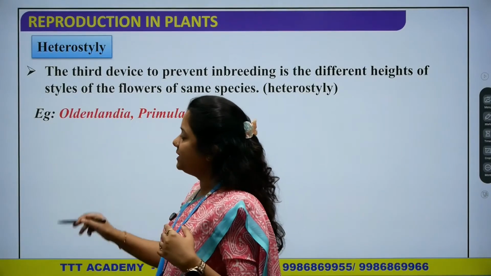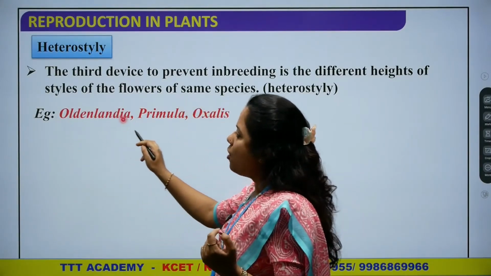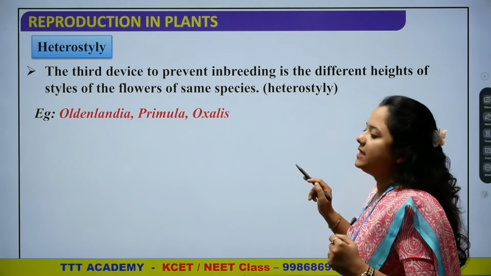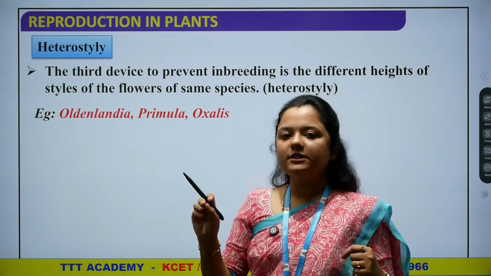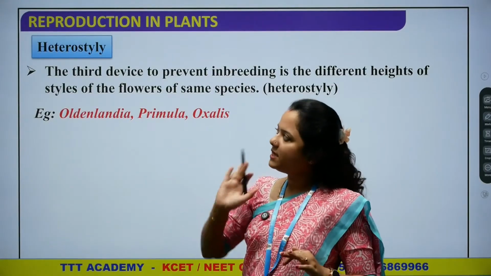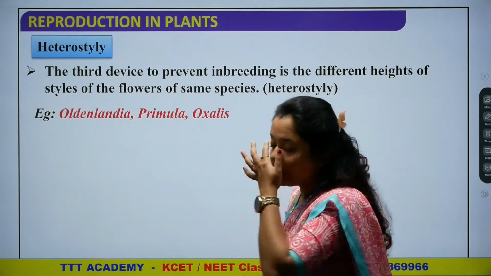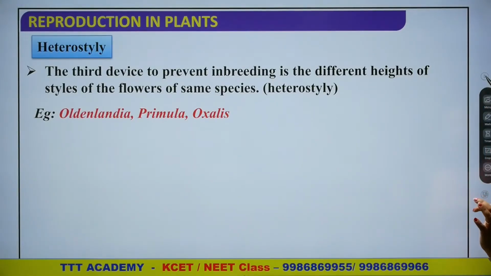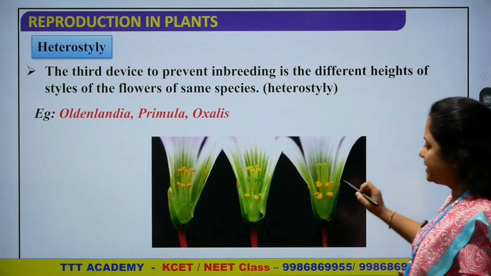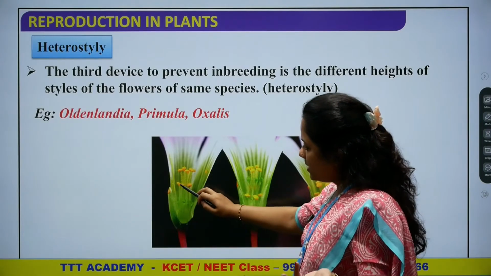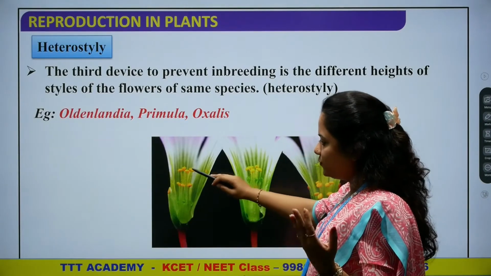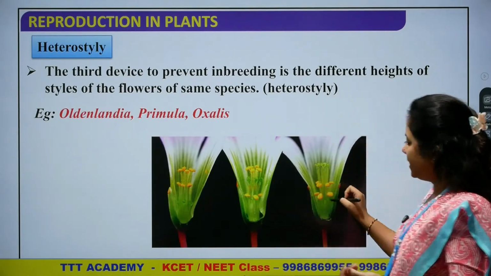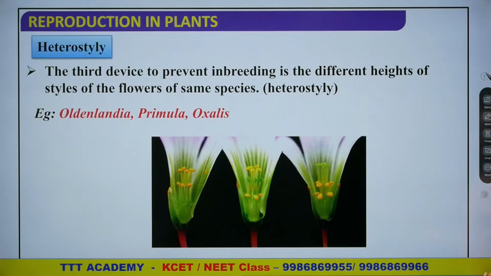We can see this condition in plants like Aldenlandia, Primula and Oxalis. These three are the important species which have this heterostyly condition. Aldenlandia, Primula and Oxalis. You can see they are not equal. Few are at the bottom, few are very long. Again, see, there are many differences in the arrangement of the style.